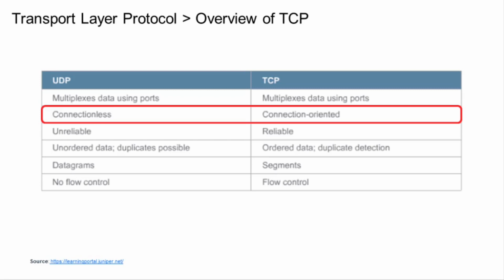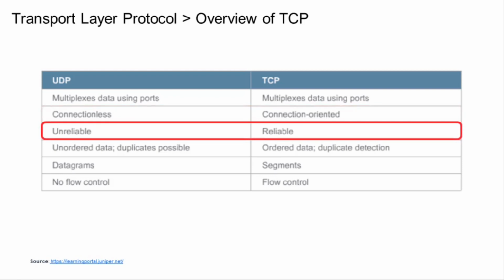Not only that, but it receives an acknowledgement that each and every packet has been received, or it will send it again. UDP is considered unreliable because it doesn't care whether the destination received the packet or not. TCP, on the other hand, is considered reliable because it will continue to retransmit a packet until it receives an acknowledgement from the destination that the packet has been received.